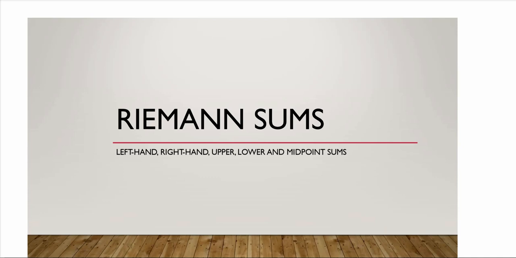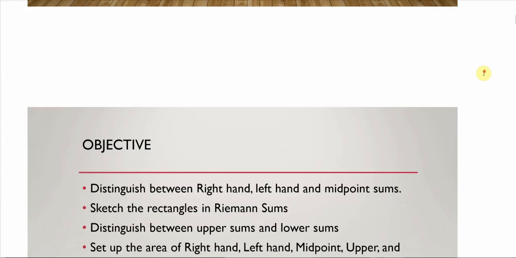But back in the old days, they did not know the exact area underneath the curve. They did not know how to figure it out. So Riemann found a way to estimate the area underneath the curve. So Riemann sums are really estimates of the areas underneath the curve. All right, so let's go ahead and look at it.